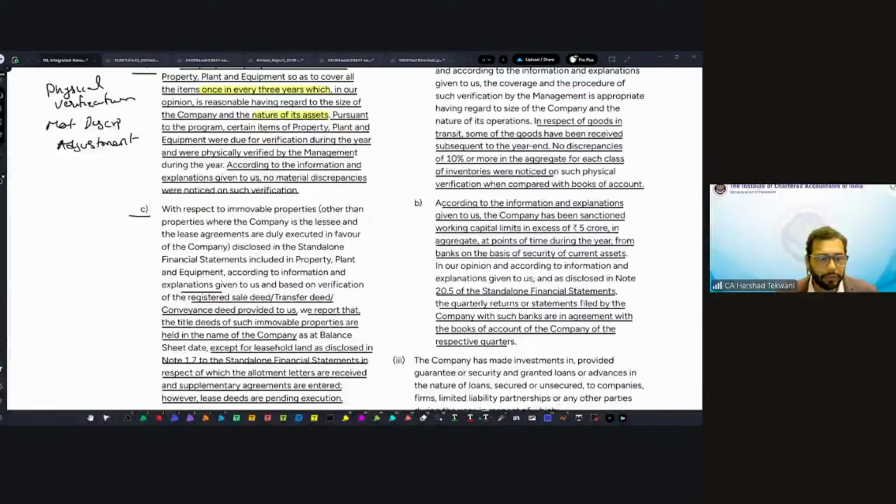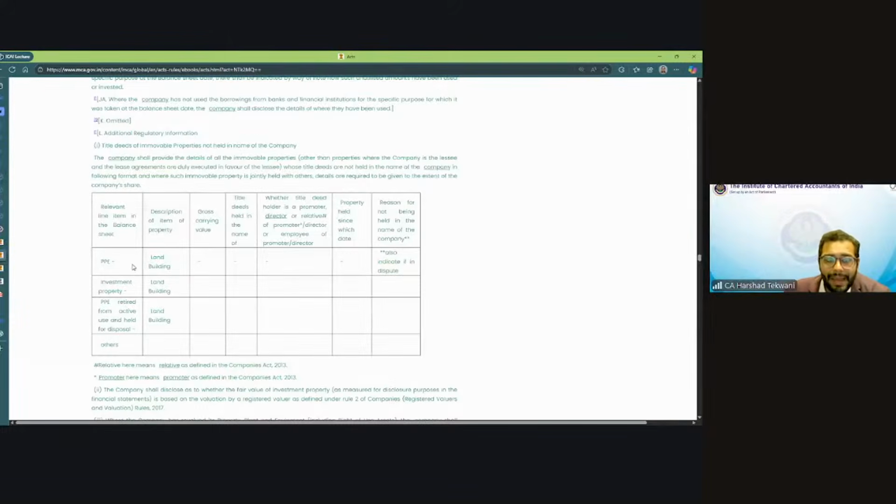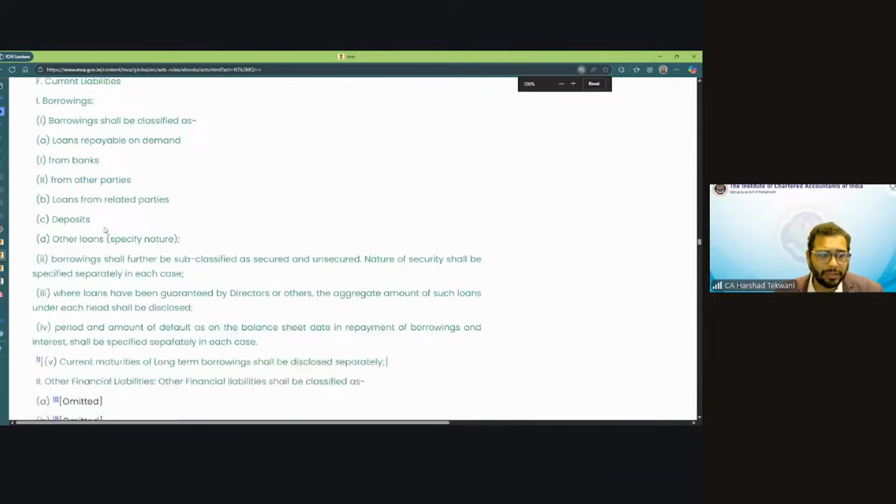For that working capital limit also, on a quarterly basis, the stock statement given to the bank has to be matched with the books of account and the auditor also has to certify that. Now, this is Schedule 3, amended, updated as of today, on the MCA website. You can go and check any point in time. Let me zoom in for you guys.